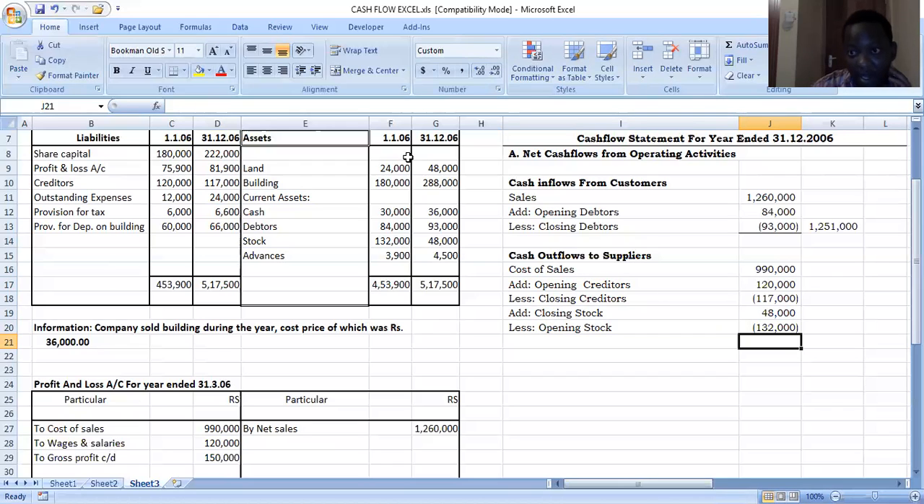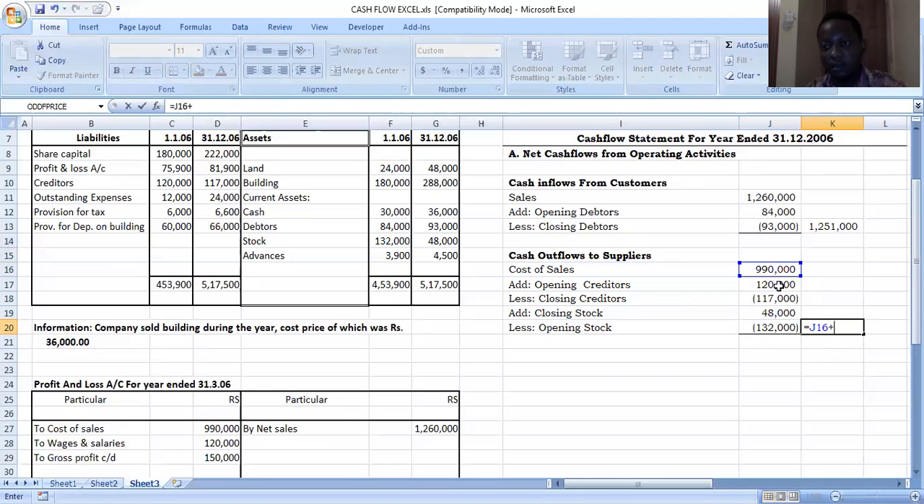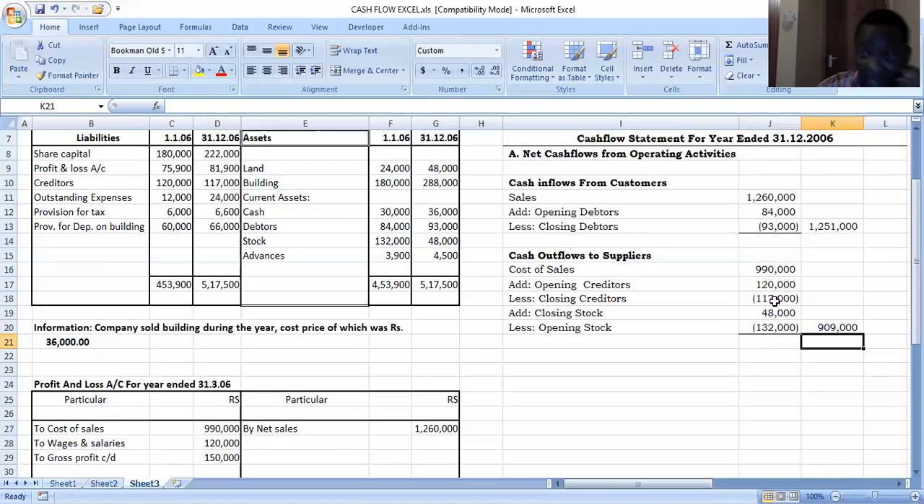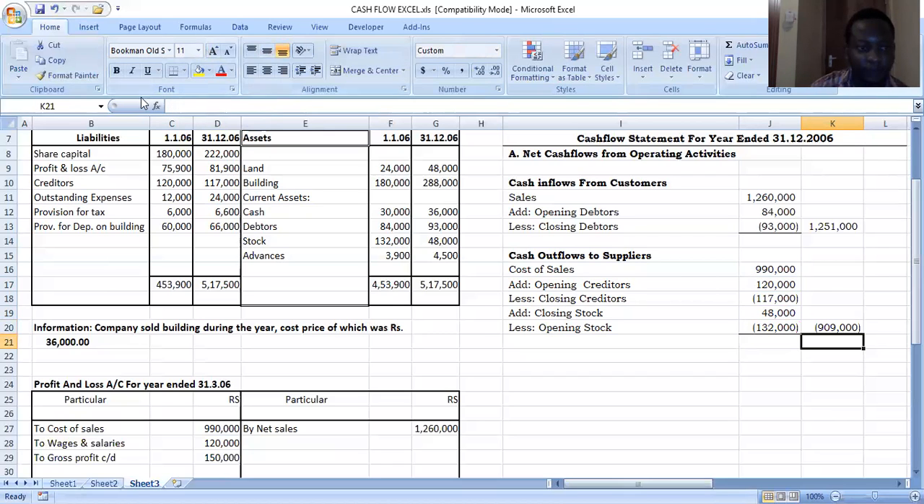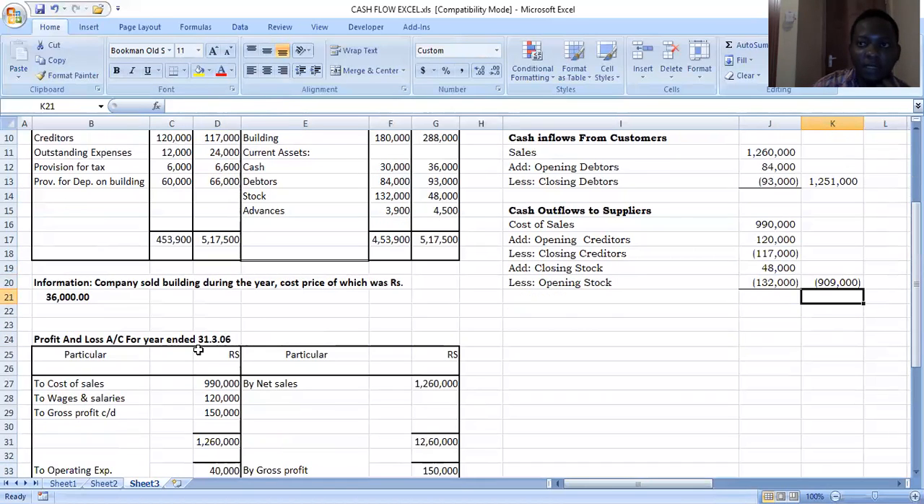So with that information, now we can have our cash outflows to suppliers: 990 plus 120 minus 117 plus 48 minus 132 gives us 909,000 shillings. To the suppliers, that's a cash outflow. It means 909 is moving out of the business, so you show it as a reduction. Therefore we have it in brackets, minus 909.